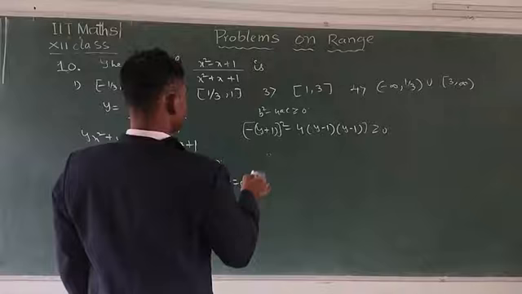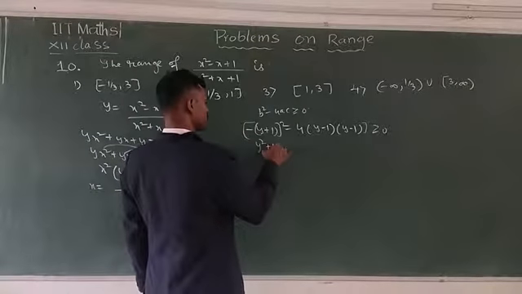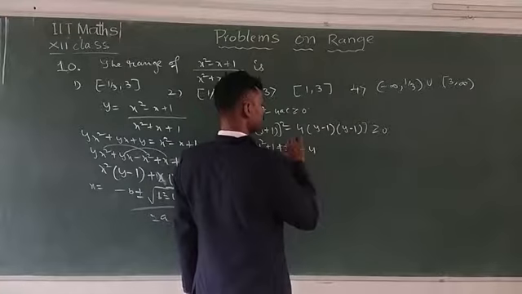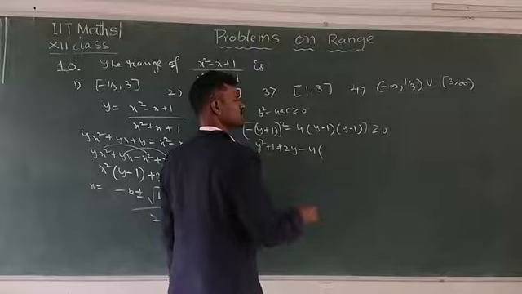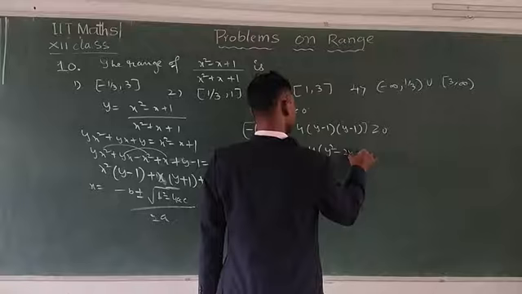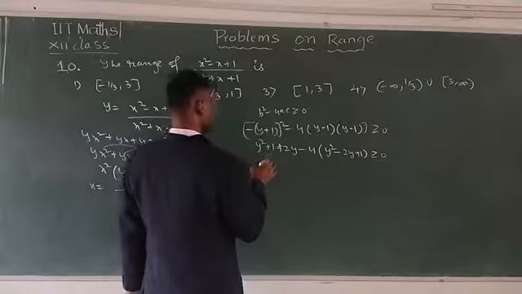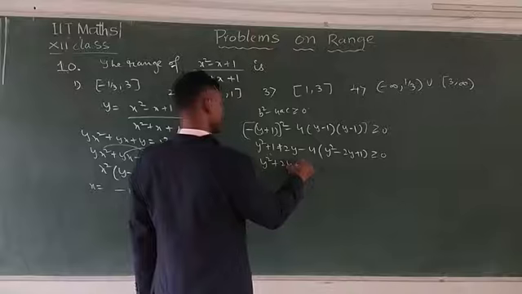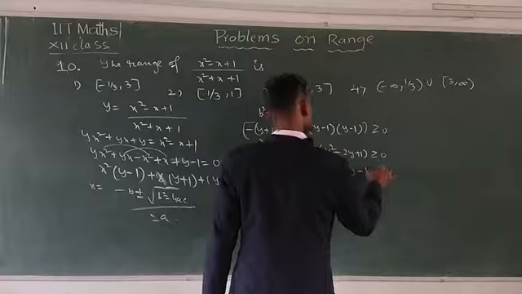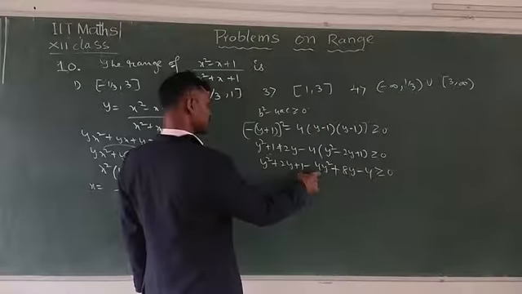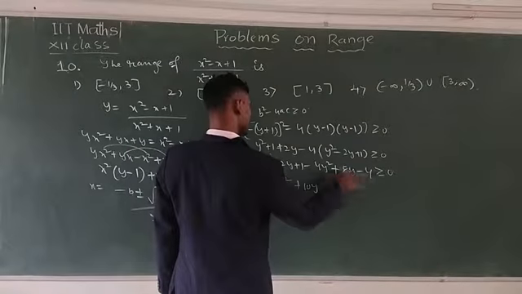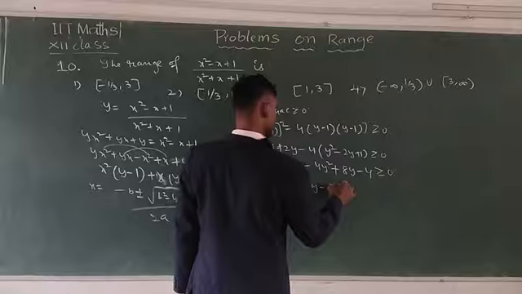Okay, now see here. This is the (a plus b) whole square formula: a square plus b square plus 2ab, so y square plus 2y plus 1. And here minus 4 into, this is the (a minus b) whole square formula, again you can write y square minus 2y plus 1. So y square plus 2y plus 1 minus 4y square plus 8y minus 4 is greater than or equal to 0. Now this is minus 3y square, 8 plus 2 is 10y, and 1 minus 4 is minus 3, is greater than or equal to 0.